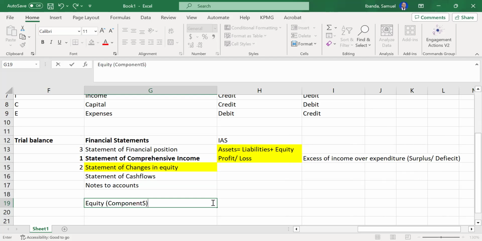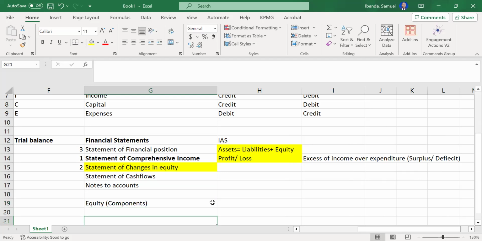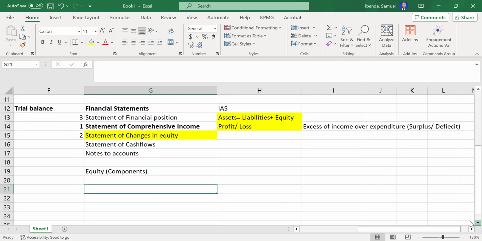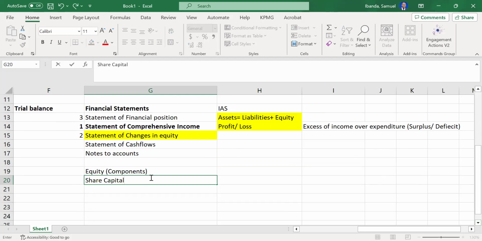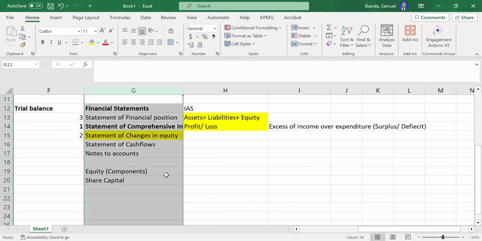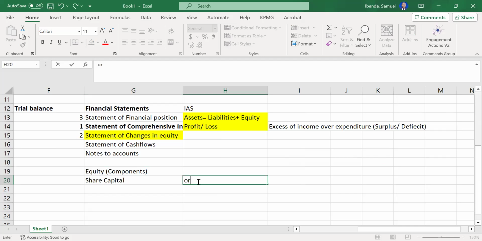Now, the word equity is basically trying to mean the owner's contribution to the business. And some people might call it capital. But for large corporate entities, capital is just a component of equity. That is why you have things like share capital as a component of equity. Now, even for large entities, this share capital is actually broken down, because we usually have what we call ordinary share capital.